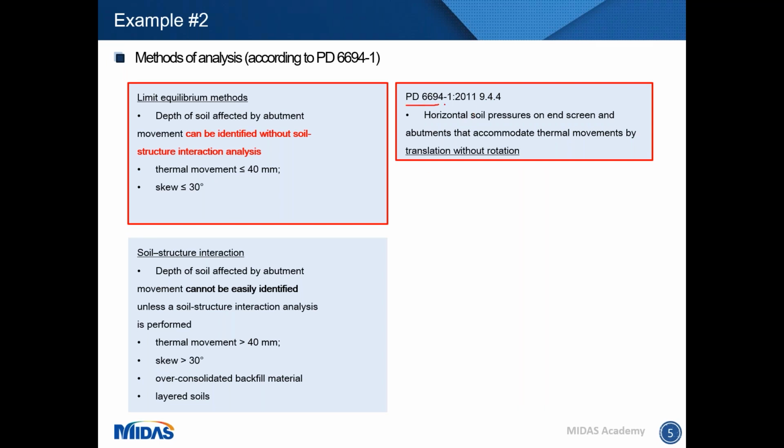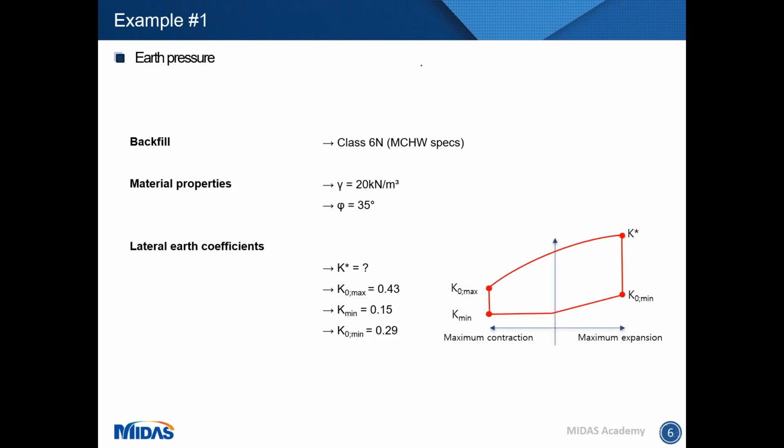So if we do that, then we can go to this clause of the PD 6694, which says that for thermal movements accommodated by translation without rotation, we can use certain formulas. Okay, so now we have a formula to use for the soil pressure. Then we can start looking at the soil properties that we have to use. We have said that this is a class 6N backfill. We're going to assume a 20 kilonewtons per cubic meter density and an internal friction angle of 35 degrees.